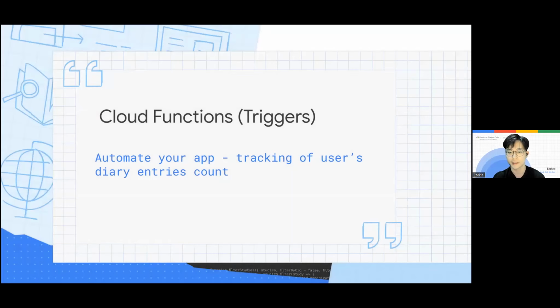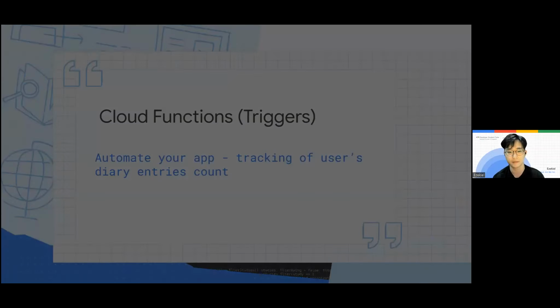Okay, then on to one of the strongest parts of Firebase, in my opinion, which is cloud functions. So we can automate your app. We are going to track each user's diary entries count through cloud functions. Just a disclaimer, I will advise you not to follow along with this part. Just try to listen, because in order to follow along, you need to set up billing. So don't do it in a rush. Just make sure that you get everything correct and don't get a huge bill on your account.